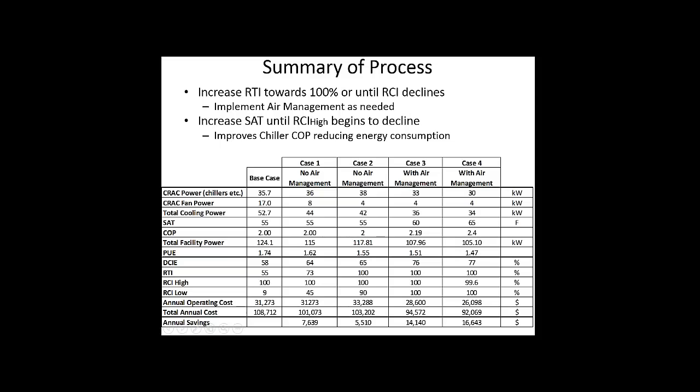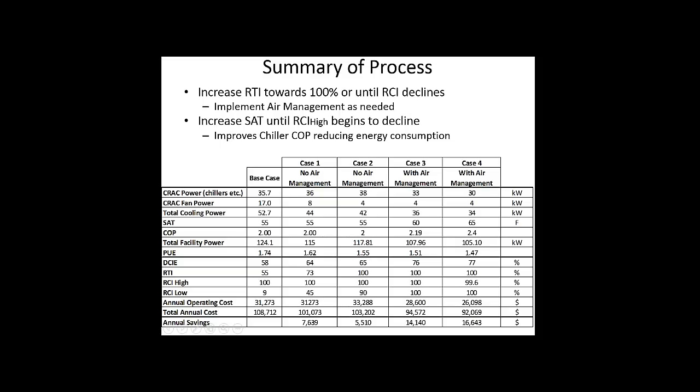So we drove our RTI up, but you can see what happens is the RCI low is too high. So there we started to say, okay, we need a little bit of air management. So with air management put in place, now we're able to drive supply air temperature up to 60 degrees. All right, and these guys are still holding. So you've got RTI at 100, RCI high, and now RCI low came up. So this is a very nice case, case 3.